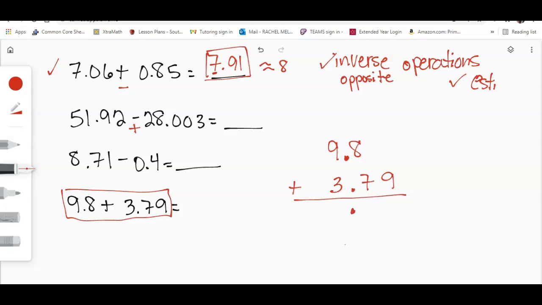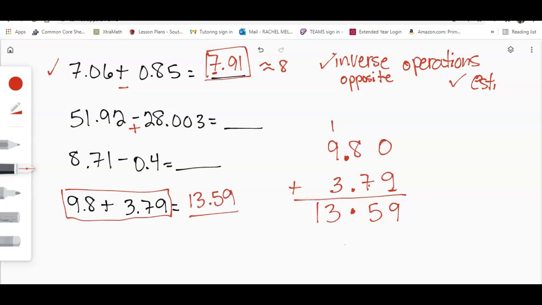Okay. Now this place needs a placeholder to know for sure that I am going to do something with this 9 down here. Okay. All right, so 0 plus 9 is 9. 8 plus 7 is 15. 9 plus 1 plus 3 is 13. So I'm saying that this answer is 13 59/100.